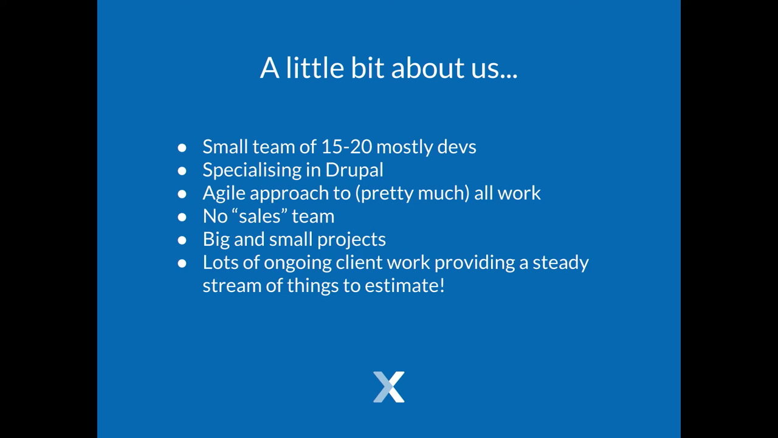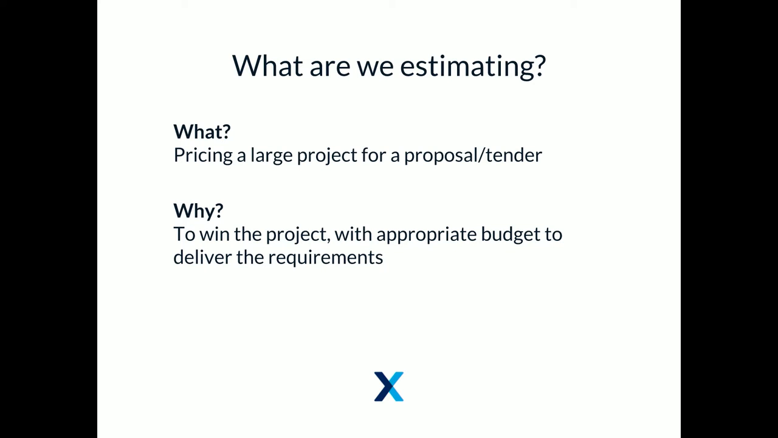And we take an agile approach, so we don't really have a sales team. We have a few client service managers. We do all of the selling, new business, definition, basically all of the client management stuff. We do big and small projects, so they can vary in size from 20 grand to 500 grand. And we have a lot of long-term clients, which means we have a lot of ongoing work that requires a lot of estimating. So just to talk through some of the things we estimate and why.